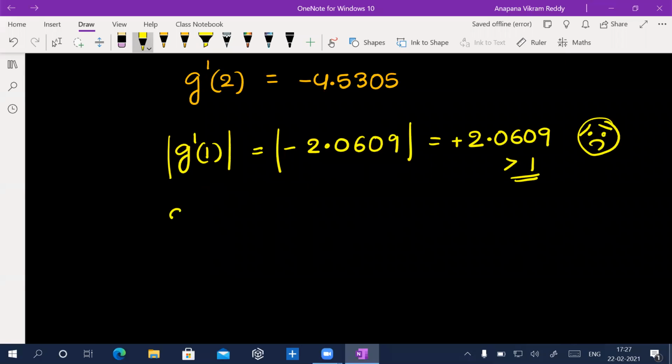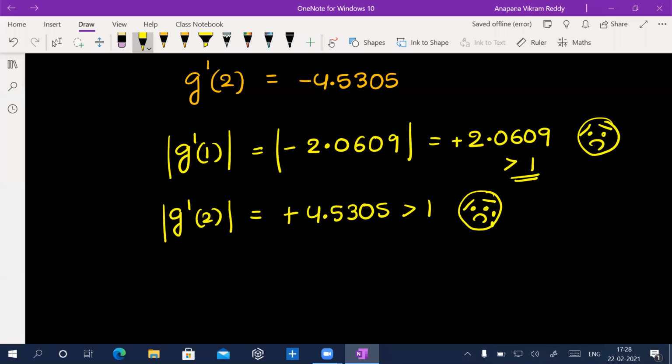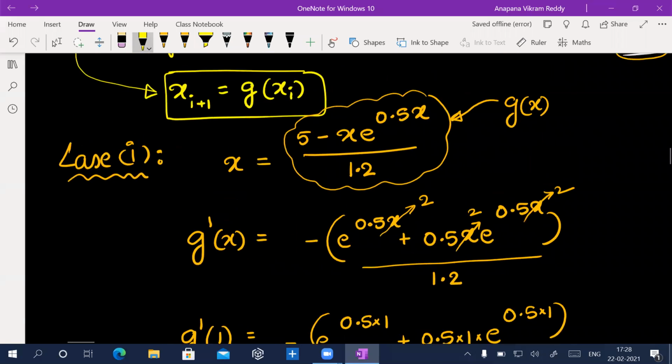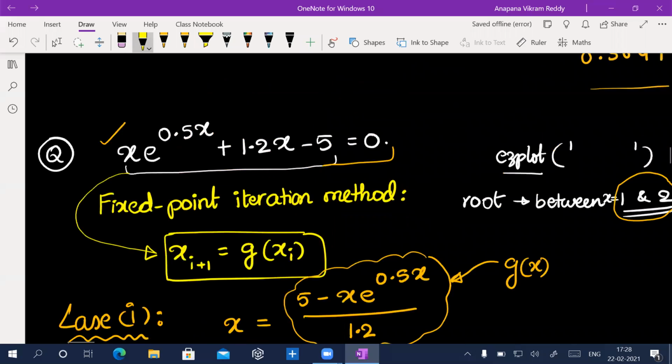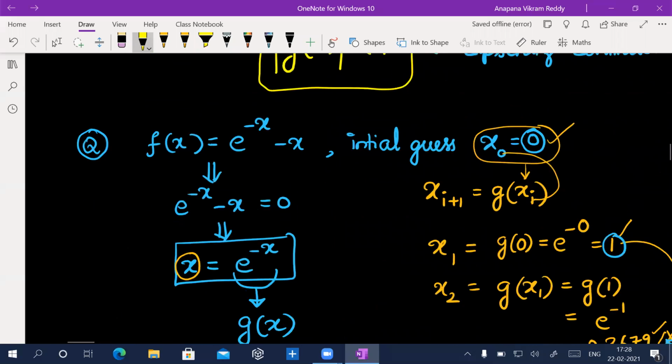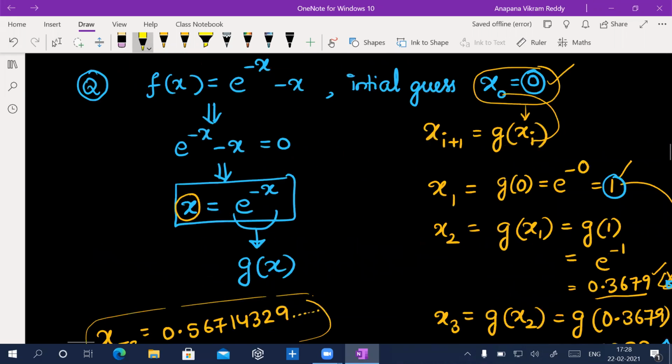Again I'll find the absolute value for g prime 2, and that means I'll get positive 4.5305. This value is also greater than 1. What more can you do? Wait for some time. That means this Lipschitz continuous condition is not met, because I have to take the absolute value here. This condition is not met. So therefore, what to do here?